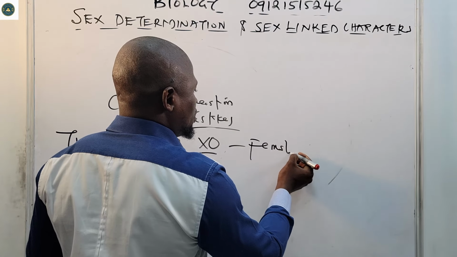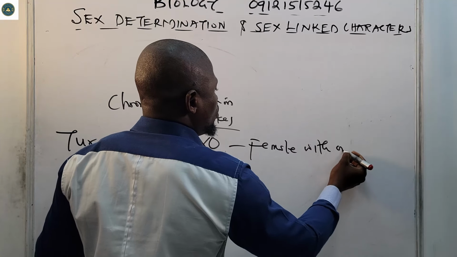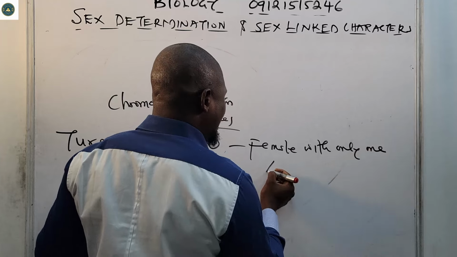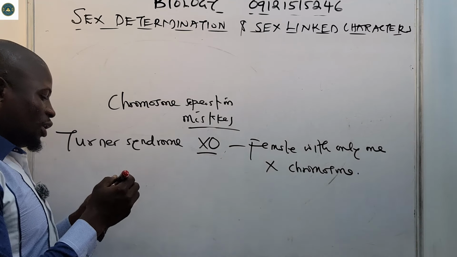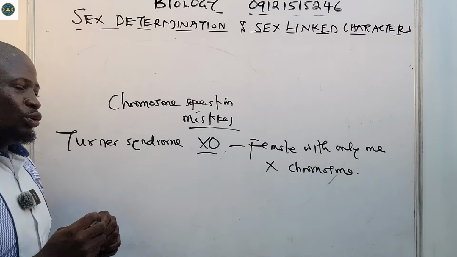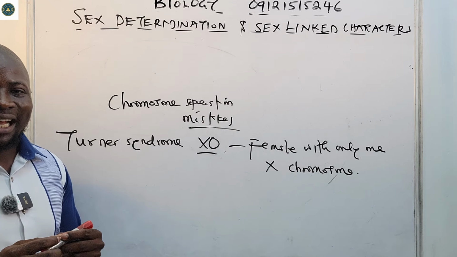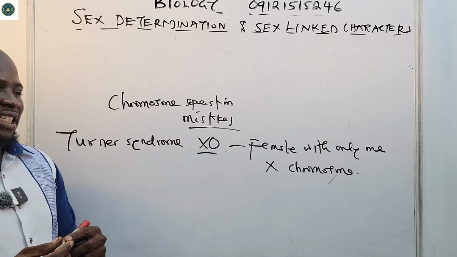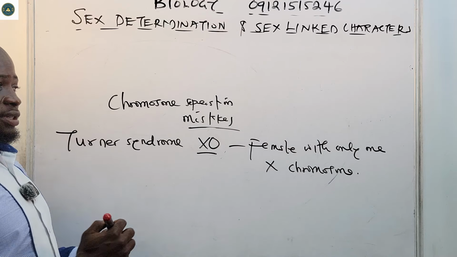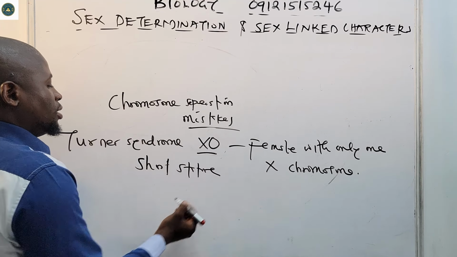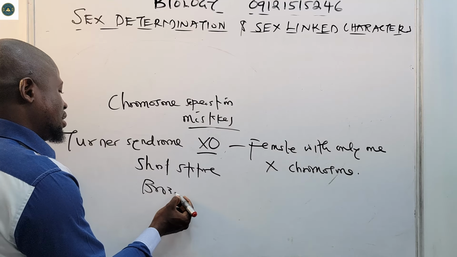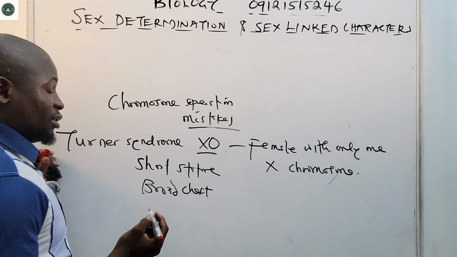Female with only one X chromosome, so it leads to a disorder that we know and call Turner syndrome. In Turner syndrome, we discovered that most of them have a very short stature. Some of them have broad chests. Girl, you get broad chest.